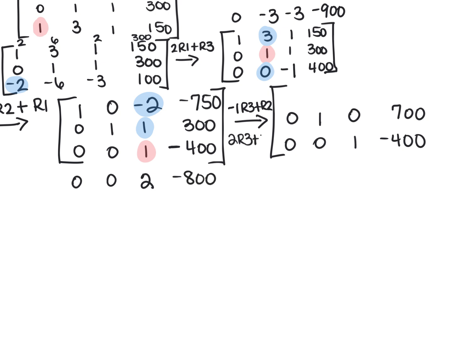So now we're going to add this to row 1 to finalize our reduced row echelon form. So I have 0 plus 1 is 1. 0 plus 0 is 0.